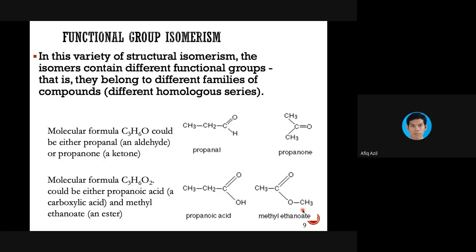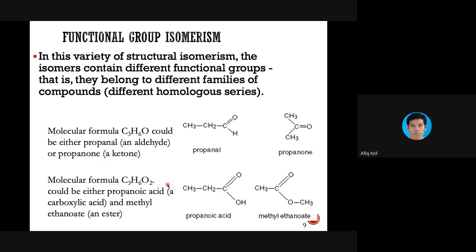Then for functional group isomerism, they may have the same molecular formula, but they differ in terms of their functional group. Okay, so like the earlier example, one is an alcohol while the other is an ether. So like this, I have put these 3 carbon with 6 hydrogen and 1 oxygen. So it could be an aldehyde, or it could be a ketone, depending on how you put the C double bond O. If you put it at the end or the terminal carbon, or you place the carbonyl group in the middle.